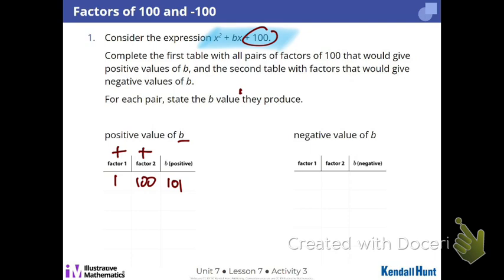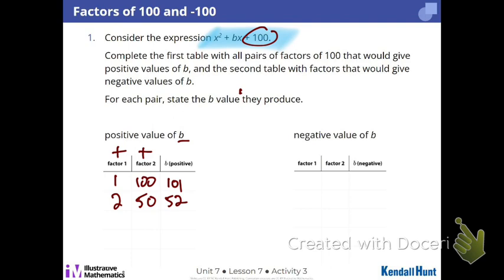So next number up from 1. What? 2 works. 2 and 50 multiplies to be 100. The b value would be 52. Okay, finish that one up, y'all.